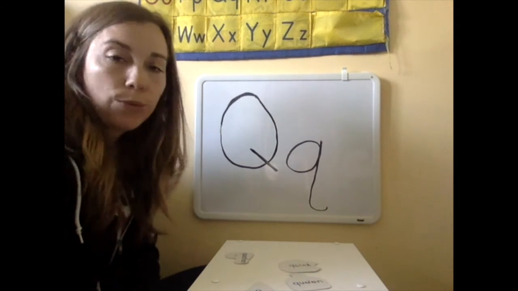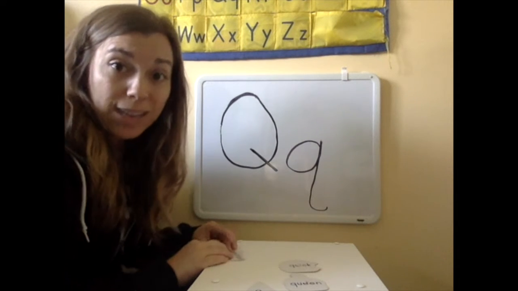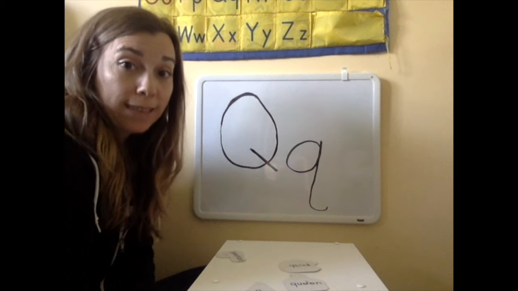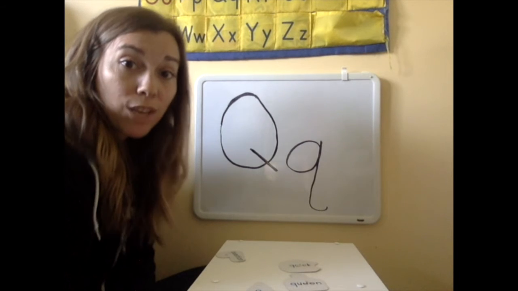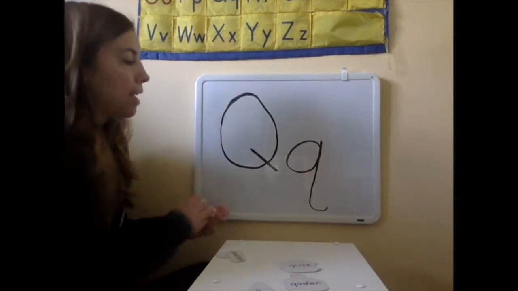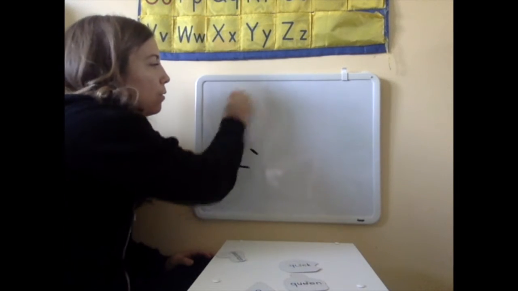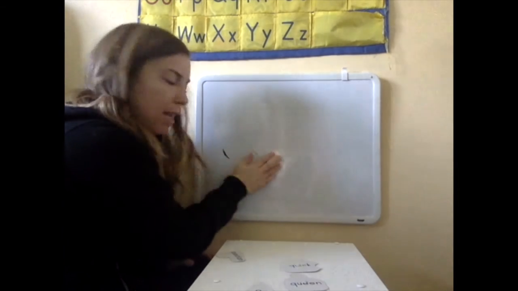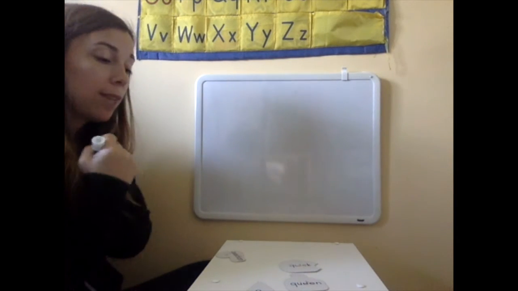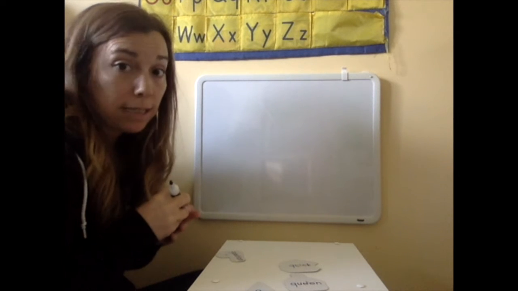Now, when we see letter Q, we usually see a letter Q next to its best friend. Do you know what letter Q's best friend is? U. That's right. Letter U is letter Q's best friend. So we're going to make sure that when we make the letter Q, we pretty much always have his best friend right there next to him. All right? Letter Q's best friend is pretty much always right next to him.